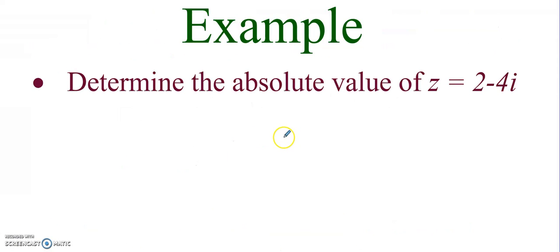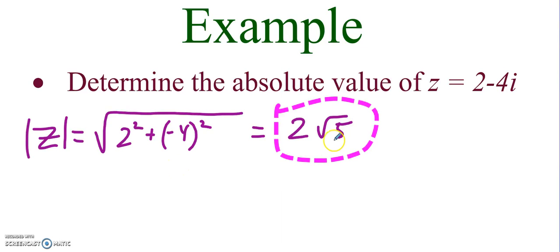So I want you to find the absolute value of the complex number 2 minus 4i. Pause the video, unpause when you're ready to check. All right, hopefully you got 2 root 5. We get that by doing the square root of 2 squared plus negative 4 squared. So we get the square root of 20, which is 2 root 5.